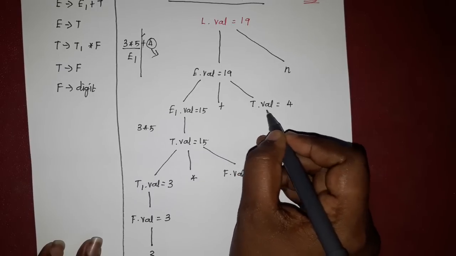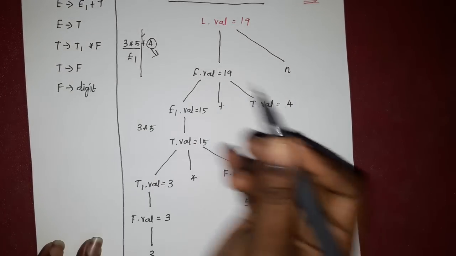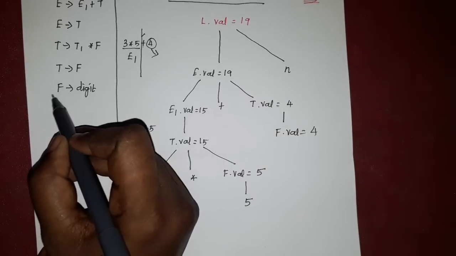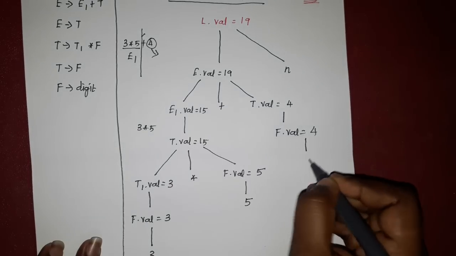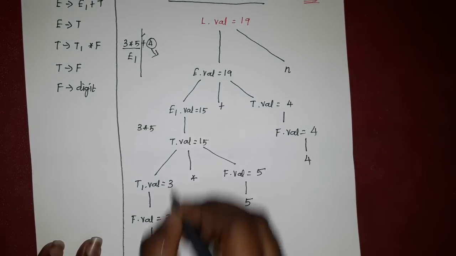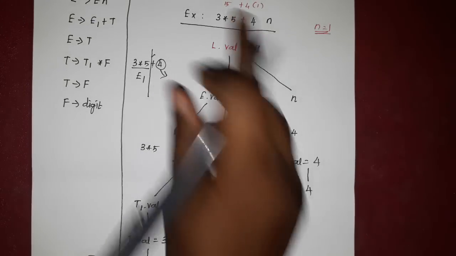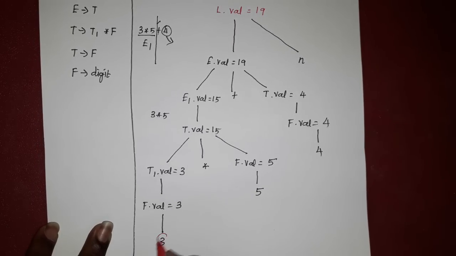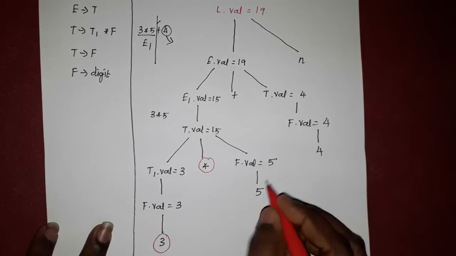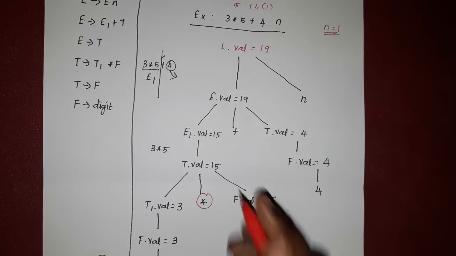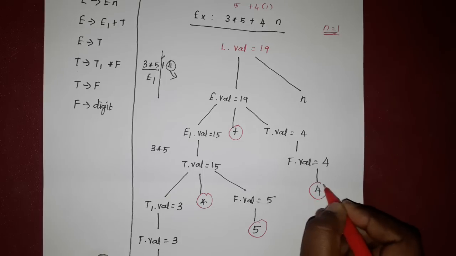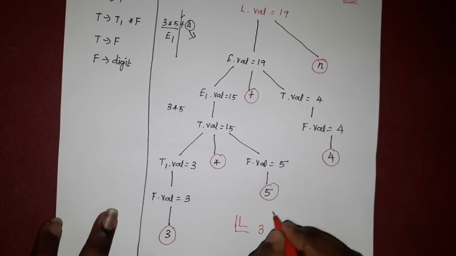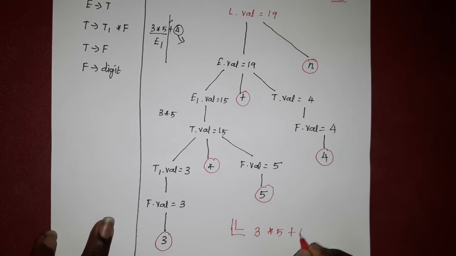And this one T dot value is equal to 4. So T dot value is equal to F dot value. So it can be written as F dot value is equal to 4, same value. And the final one is F dot value is equal to digit. So F dot value is equal to 4. Here we can check the last leaf nodes of the expression 3 star 5 plus 4n. This is 3 and star, then 5, then plus, the last leaf node 4 and n. So this annotated parse tree represents 3 star 5 plus 4 and n.